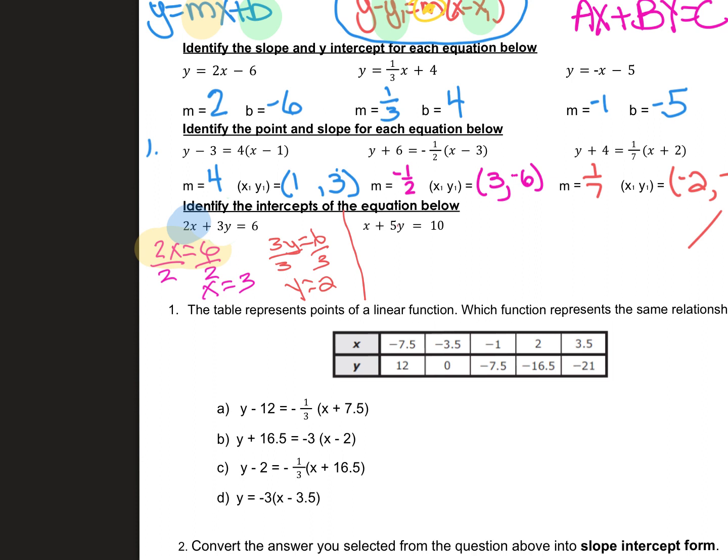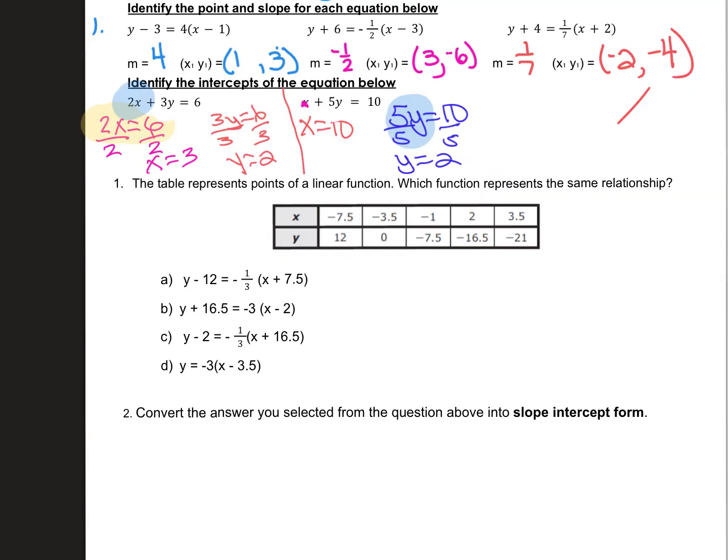So if I cover up this 5y, I'm just left with x equals 10. Now, wasn't that easy, because that, in fact, is my x-intercept. And now I'll do the same to find my y-intercept. I'm going to cover up that x. I'm left with 5y equals 10. So now I have 5y equals 10, and 10 divided by 5 is 2. So you should have a y-intercept of 2.